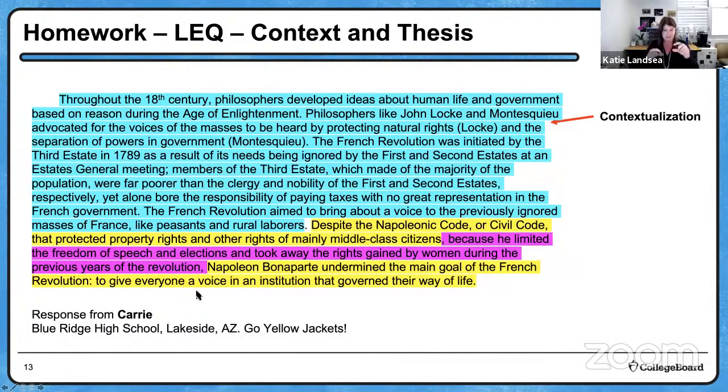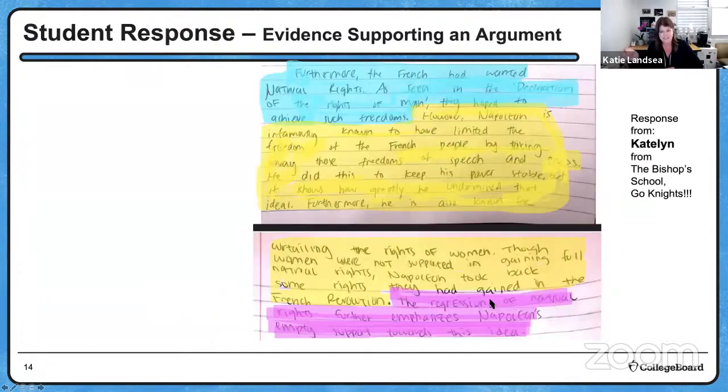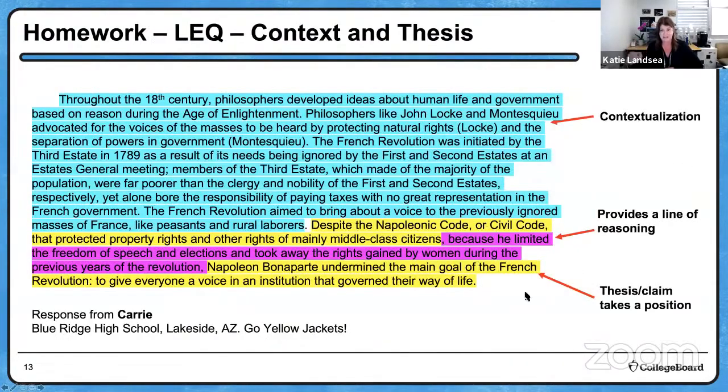So it's a little bit disorganized as far as the line of reasoning is kind of in the middle, but it's definitely there. And it's a really nice job giving us context and thesis points. So very good job, Carrie. We've got the line of reasoning, we've got the claim, and we have an evidence-rich contextualization paragraph. So I like that a lot. Yeah, right. Great job, Carrie.